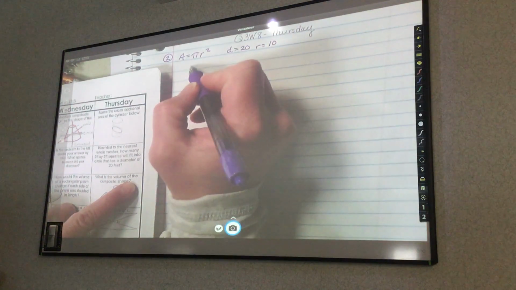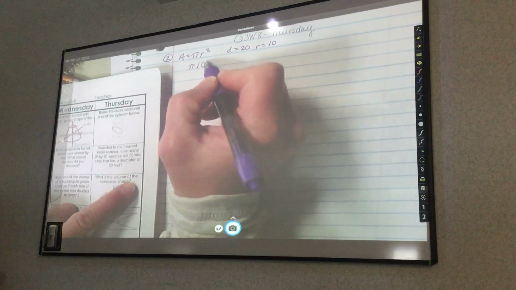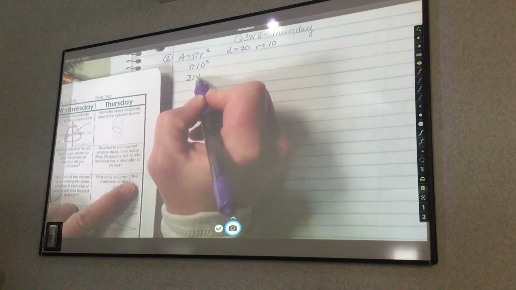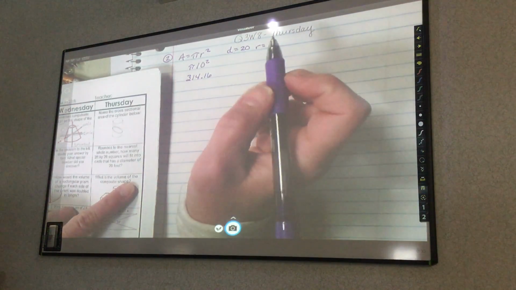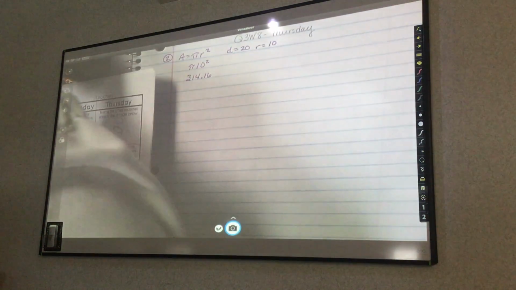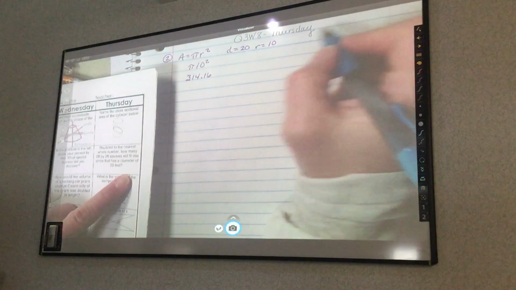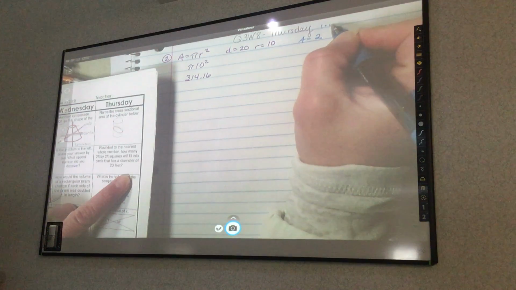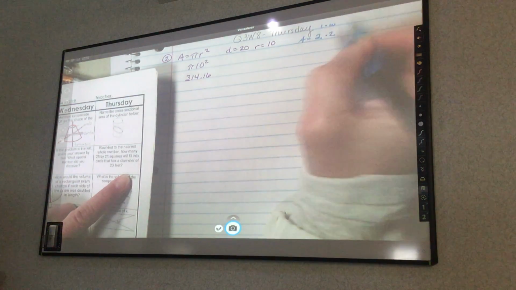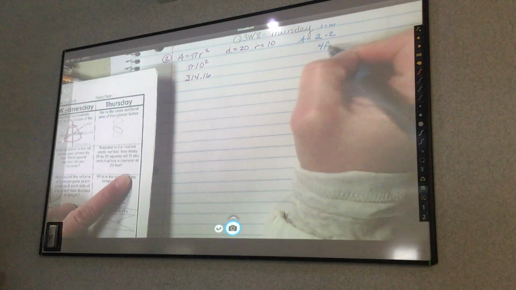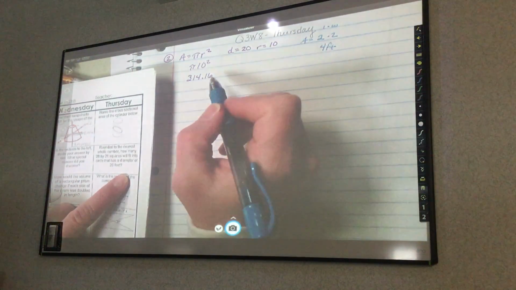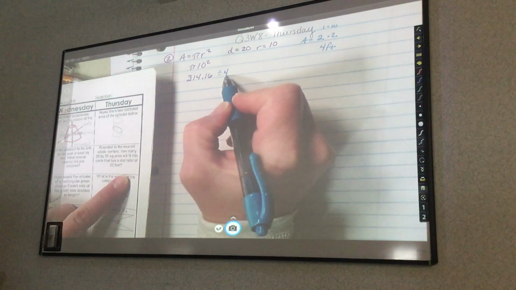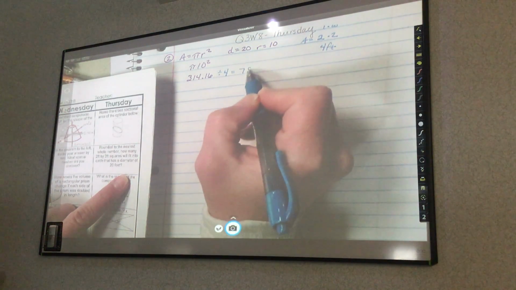So then I do pi times 10 squared, put that in my calculator, and I get 314.16. Then it asks how many 2 foot by 2 foot squares. So the area of the square is length times width. So 2 times 2, which would be 4 feet. So I take my area of the circle divided by the area of the square, which is 4, and I get 78.5.